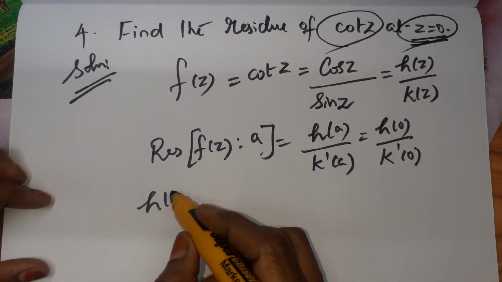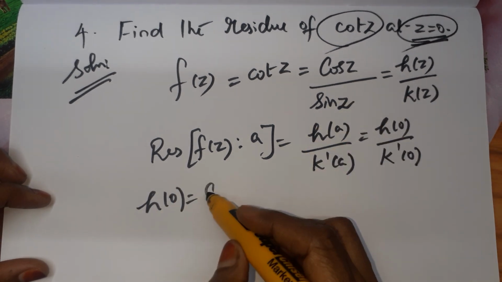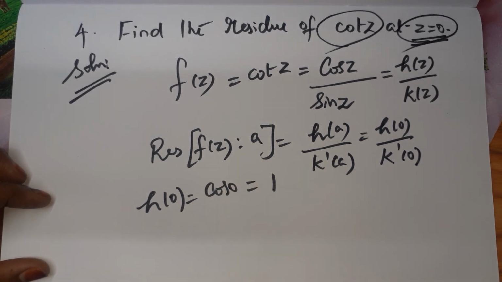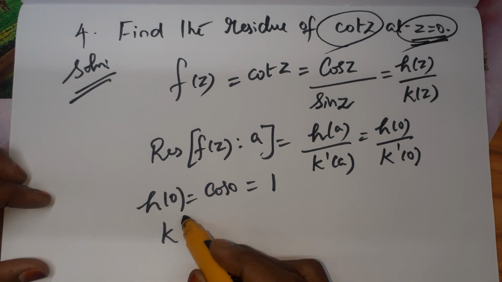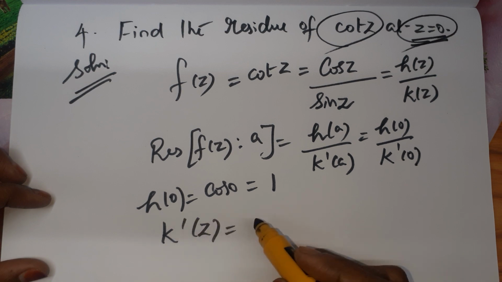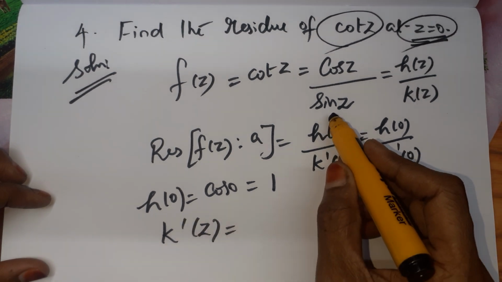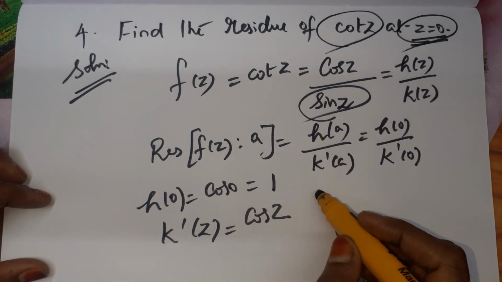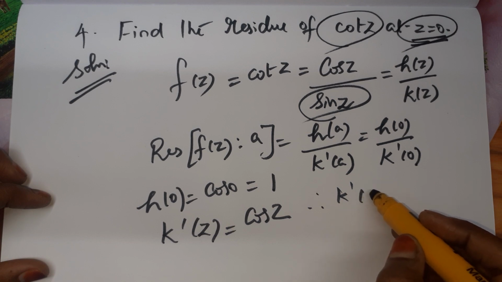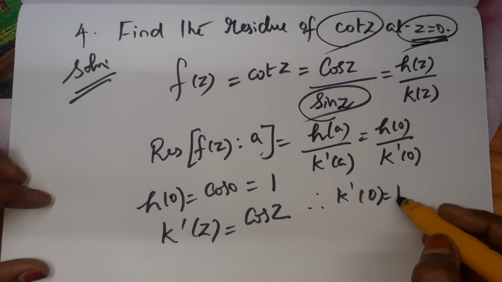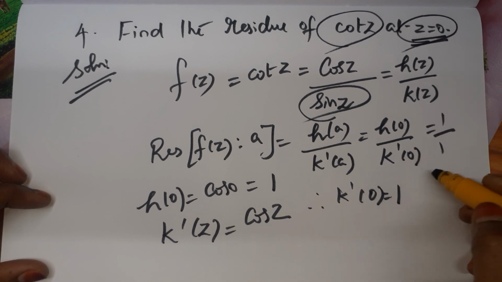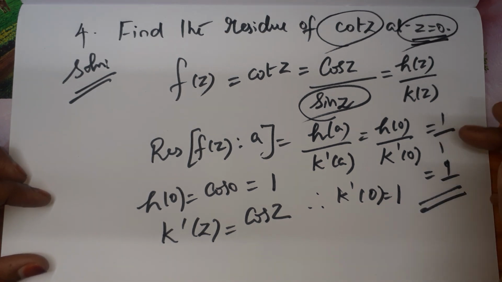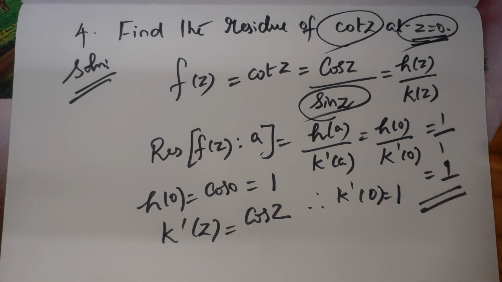H of 0 means cos 0. What is cos 0? 1. First we have to calculate k dash of z. K dash of z is equal to differentiation of sin z, right? So cos z. Then k dash of 0, which is also 1. So 1 by 1, which is 1, that is the answer for this problem. This problem is quite easy. Am I right? Thank you.